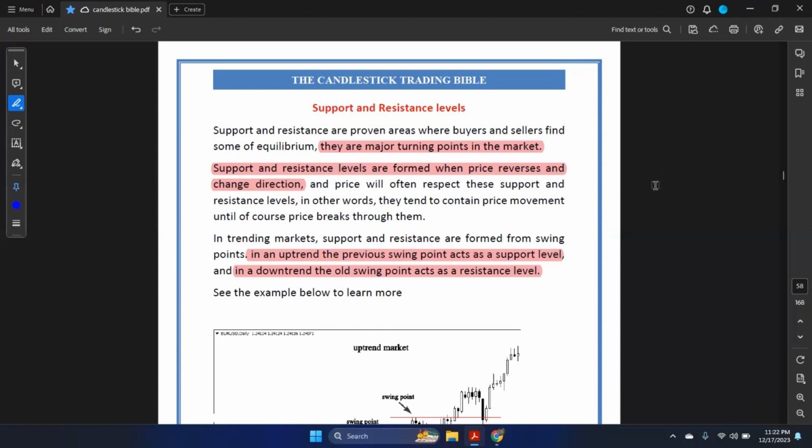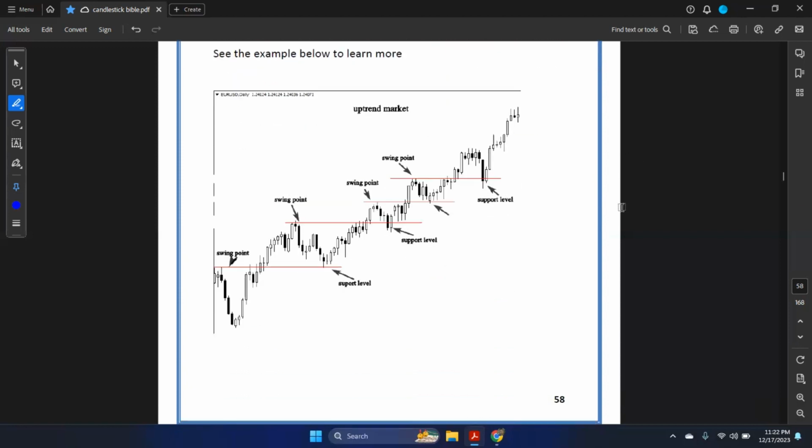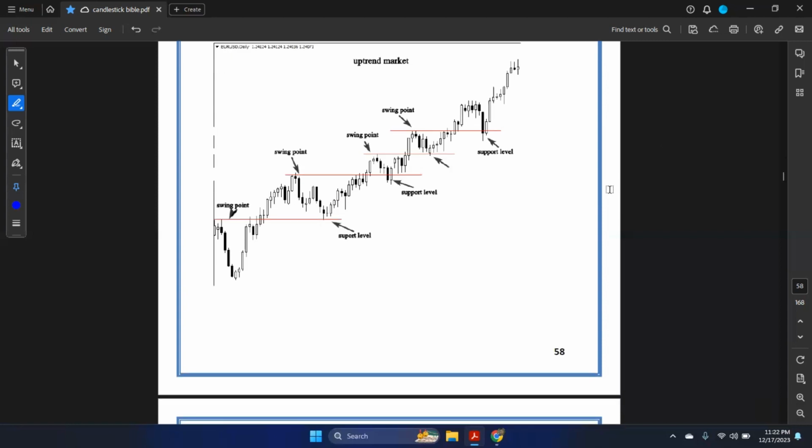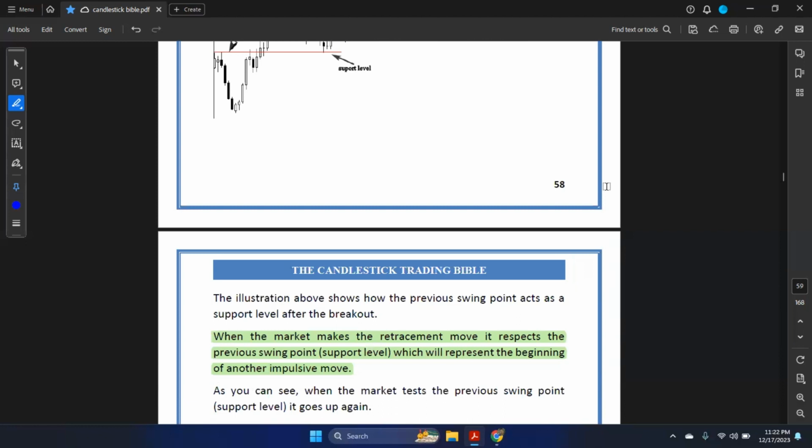In trending markets, support and resistance are formed from swing points. In an uptrend, the previous swing points act as a support level. In a downtrend, the old swing points act as a resistance level. See the example below. The illustration shows how the previous swing point acts as a support level after the breakout. When the market makes the retracement move, it respects the previous swing point support level, which represents the beginning of another impulsive move.